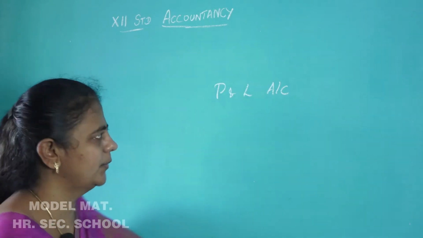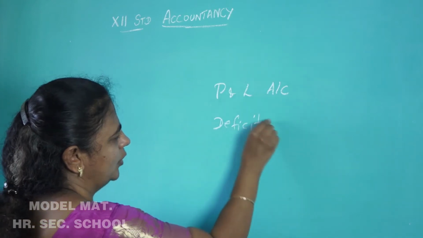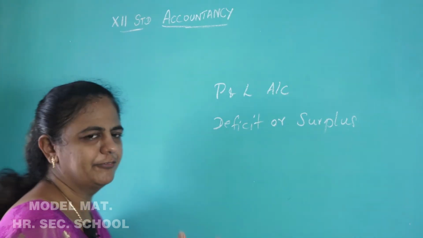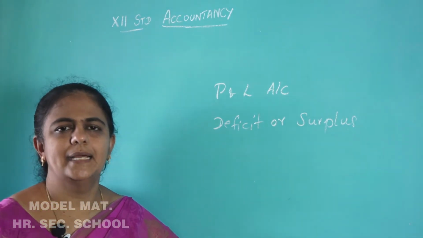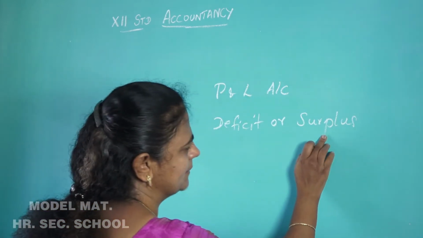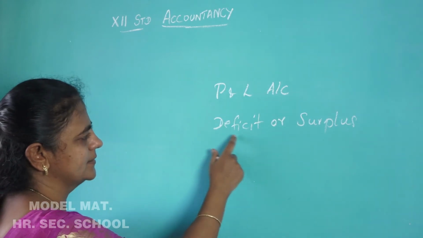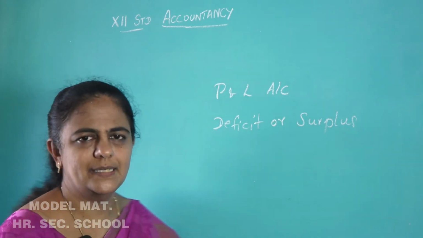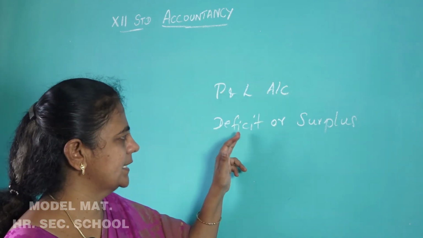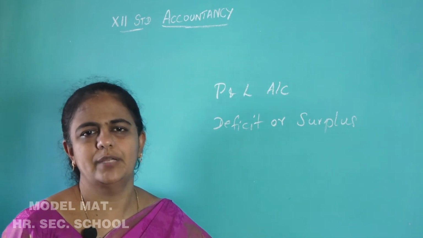Instead of that, we are going to ascertain the deficit or surplus. Is it clear? If the income side is greater, that results in surplus. If the expenditure side is greater, that results in deficit. Is it clear? So, here we are not going to ascertain the profit or loss, but instead only the deficit or surplus. Okay. So, that is the first thing you have to keep in mind.